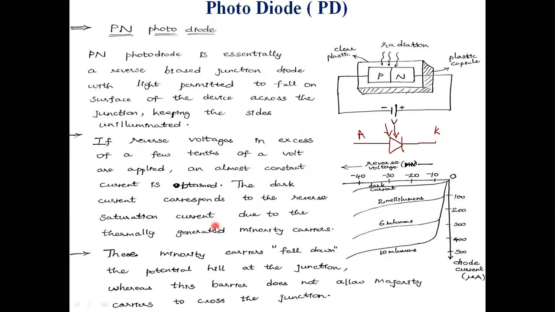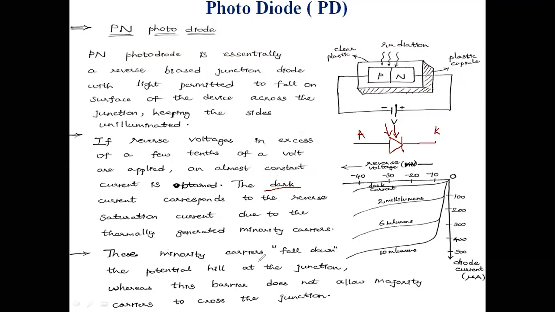Some small amount of current is flowing across the zero condition. I can call that current the reverse saturation current, due to thermally generated minority carriers. Due to thermally generated minority carriers, a small amount of current is flowing. I treat that current as dark current, and this dark current is the reverse saturation current.